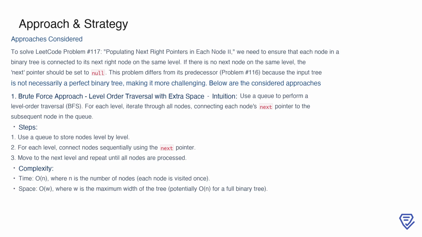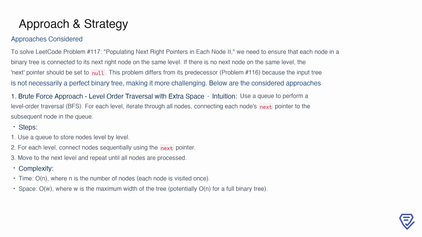One approach to address this is the brute force method using a level order traversal with the help of a queue. The idea is to process the binary tree level by level, connecting the next pointer of each node to the subsequent node in the queue. This involves storing nodes for each level in the queue, iterating over them sequentially to establish the connections, and moving down level by level until the entire tree is processed.